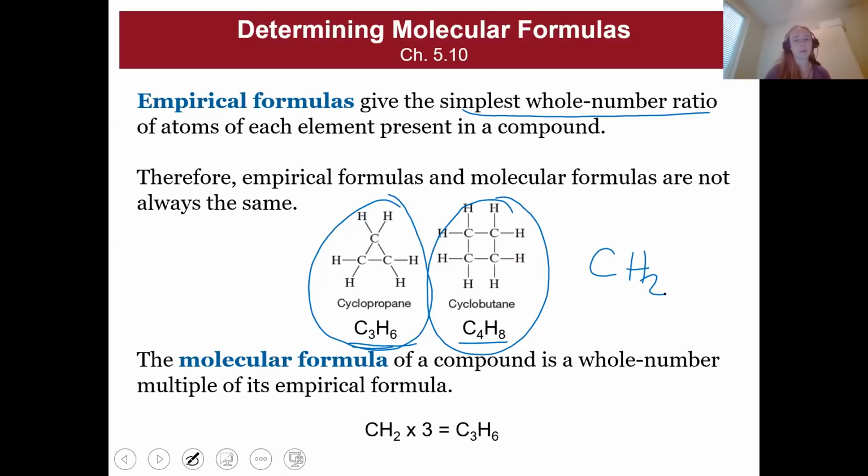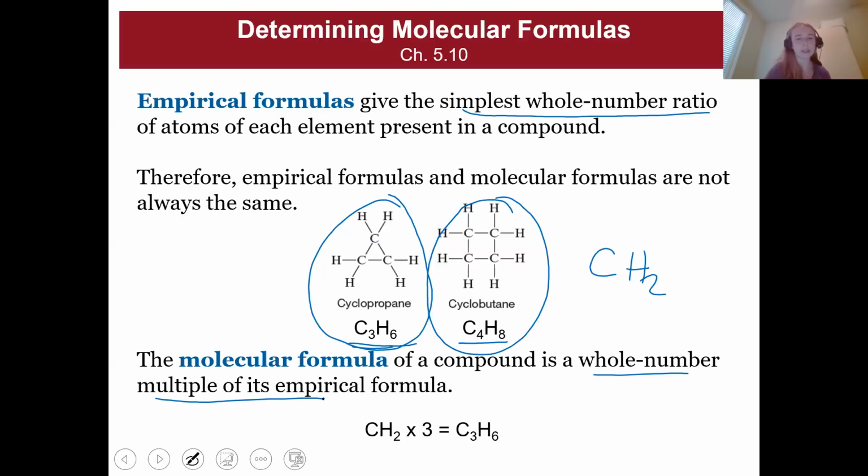The molecular formula is the one that describes the compound in more detail. And that's what we usually want to find in the end, because that gives us the most information about the molecule. So how are empirical formulas and molecular formulas related? Numerically, the molecular formula of a compound is a whole number multiple of its empirical formula.